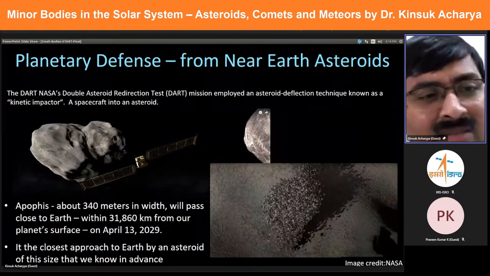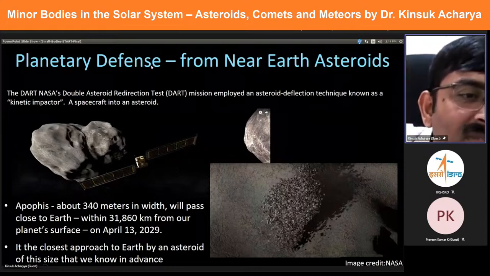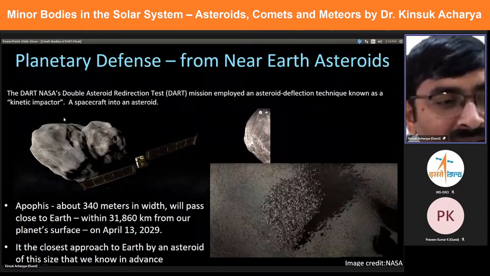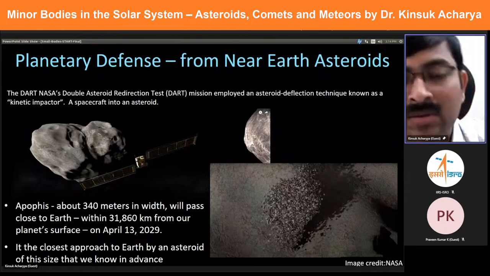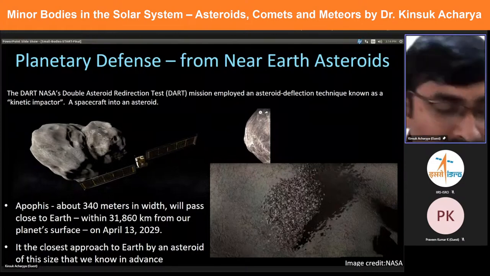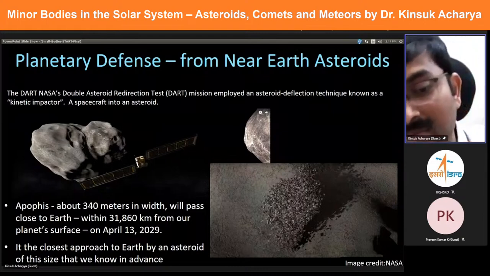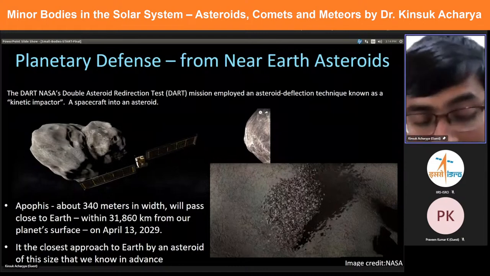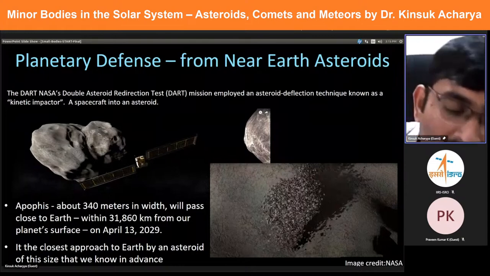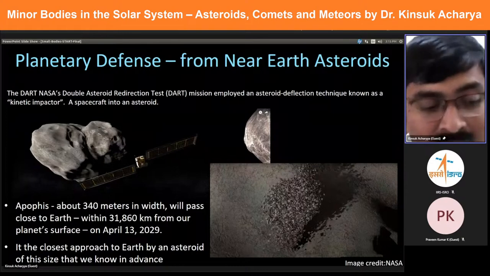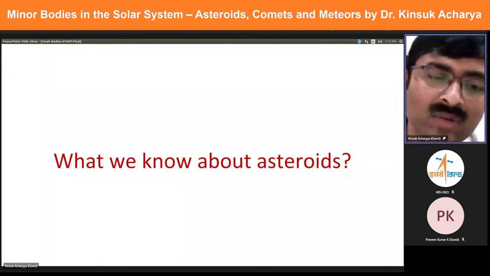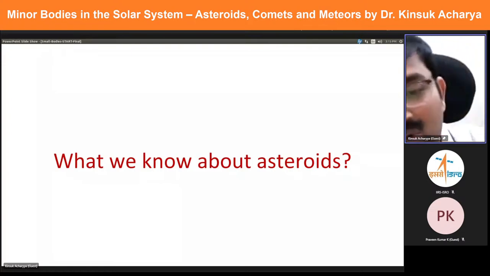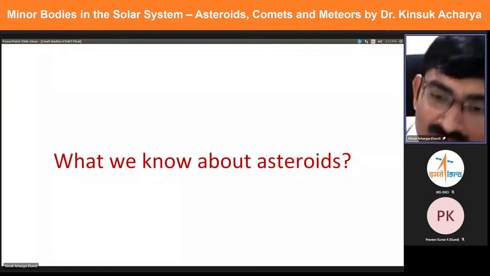Here I think I should quickly mention the planetary defense point of view. I think you have heard about NASA's DART mission, where they impacted a spacecraft to alter the orbit of an asteroid. So these are very important aspects for modern days, to know about particularly asteroids which can approach us. So now we know where we can find them, and also a little bit about some of the asteroids which could be a hazard to Earth, and we should monitor them.